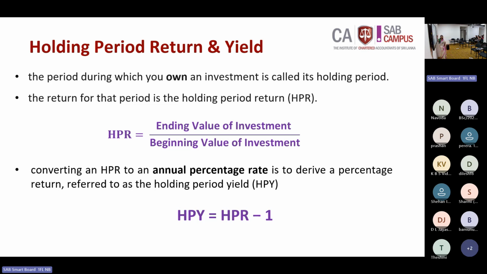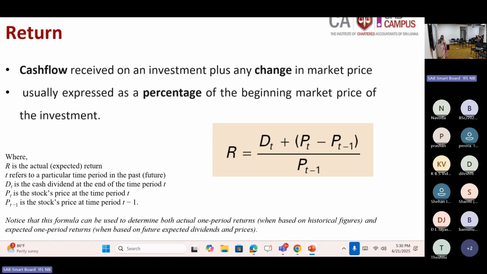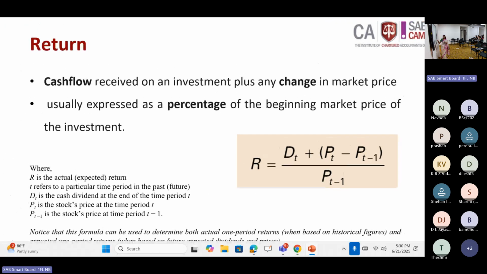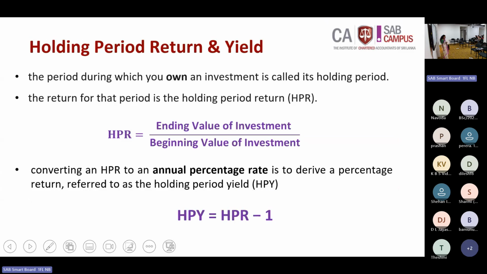You take the ending value of the investment, dividing it by what value? The initial investment. So then you get the holding period return. What do you mean by holding period return? Again, you have invested 100 rupees and at the end of the financial year, you are going to have 150 rupees. So what would be the holding period return?